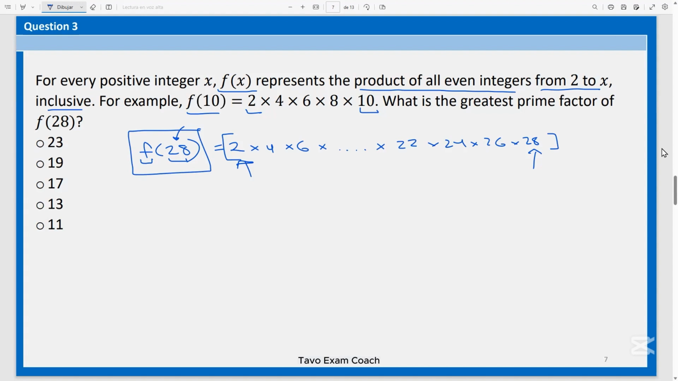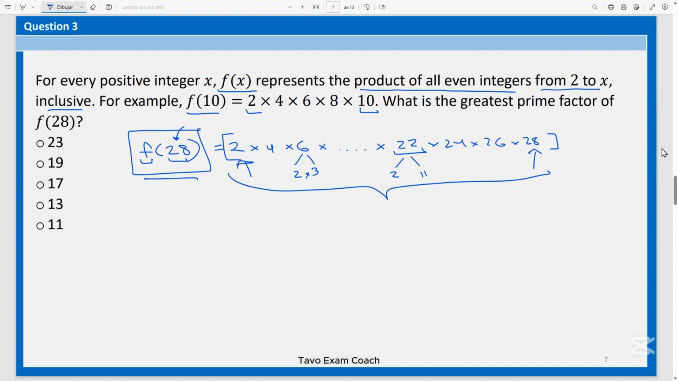For example, 6 is the product of 2 and 3. So can you say that 3 is a prime factor of this whole product? Obviously, you can say so. 3 is a factor of 6, so 3 is a factor of the whole product, which we call f of 28. So what is the greatest of prime factors available within the factors in this product? You can see that 22 has 11 as a prime factor, which is greater than 3, obviously.